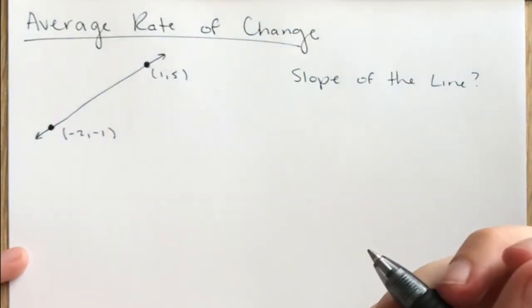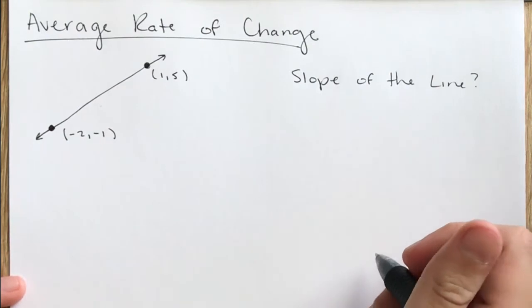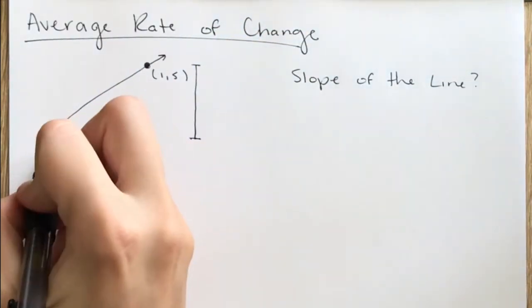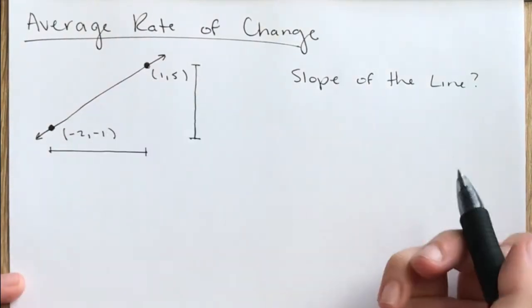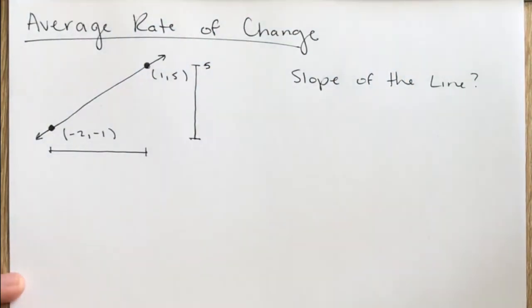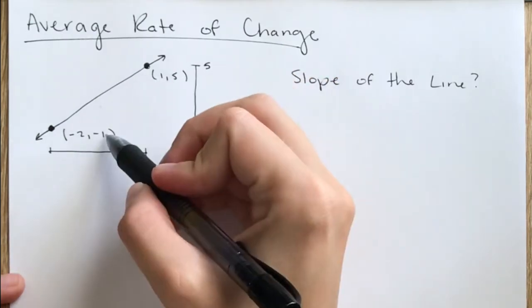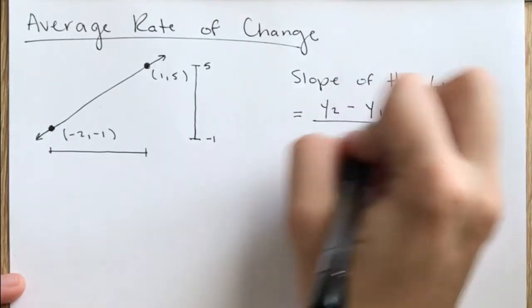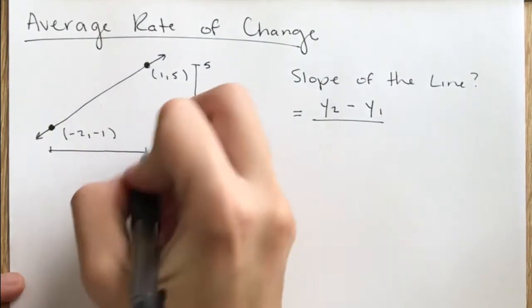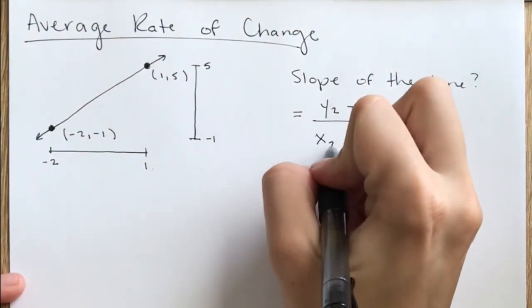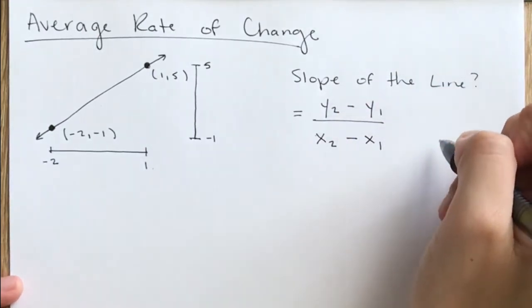Well, who remembers how to calculate that? Remember, the slope is the rise over the run, right? So the change in y, or the rise, over the run. We calculate that by figuring out the distance between 5 and -1, which is 5 minus -1. The y value of this minus the y value of that, y2 minus y1, over the x value here, 1 minus -2, so x2 minus x1. This might be familiar from algebra.